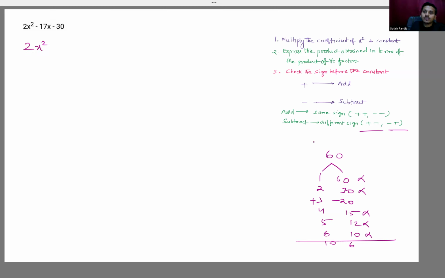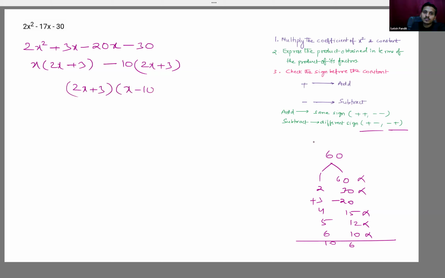So 2x square plus 3x minus 20x minus 30. Take common from the first two. x is common, 2x plus 3. Write that as it is. And then think of a number that is going to be minus 10. So 2x plus 3 and x minus 10. Okay, this is the answer.